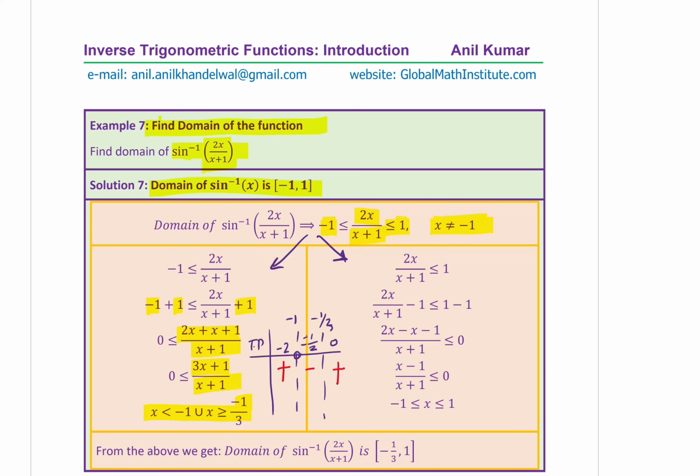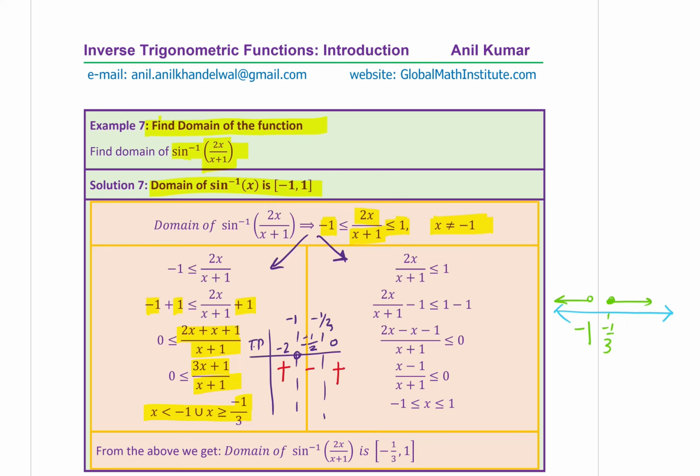Now, let us also find the result from the right hand side. Okay, so here we clearly get one result on a number line, and that result is that the value of x could be on the left side of minus 1 or on the right side of minus 1 over 3, and this being included, filled in circle.